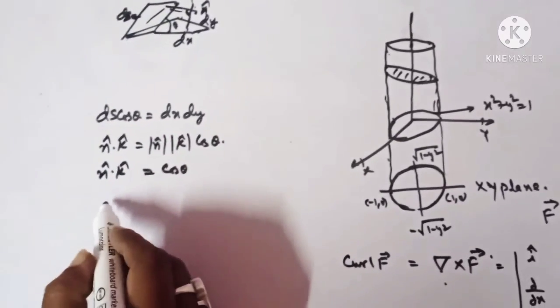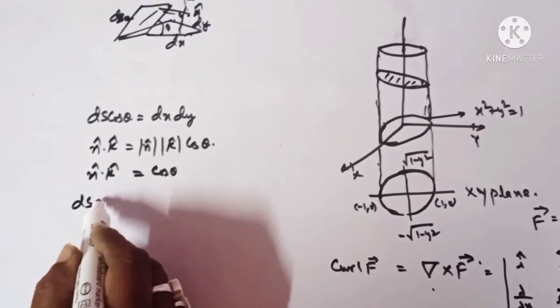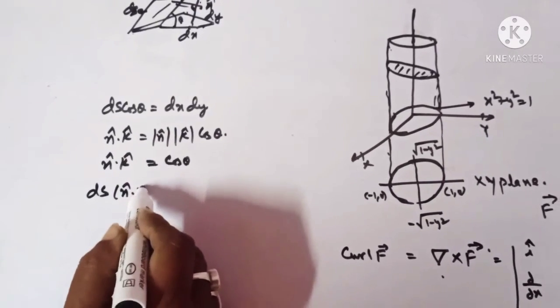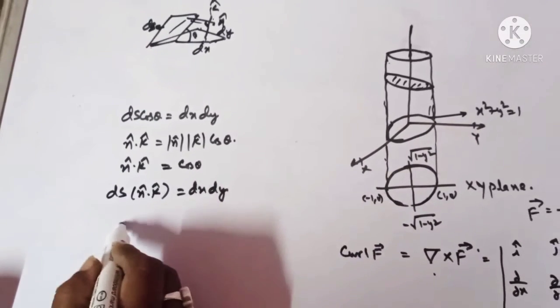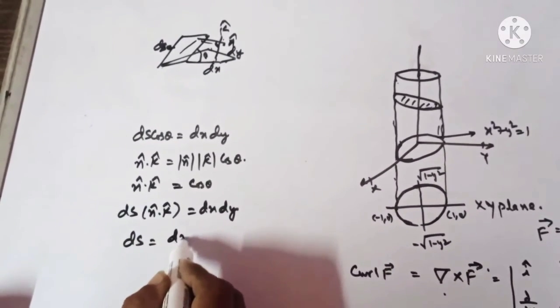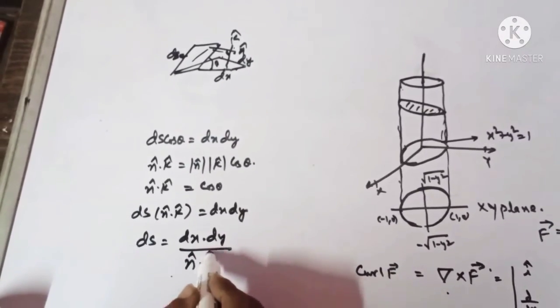So now, if you place it here, ds cos theta, that is n cap dot k cap times ds, is equal to dx dy. So ds will be equal to dx into dy by n cap dot k cap. This is your ds.